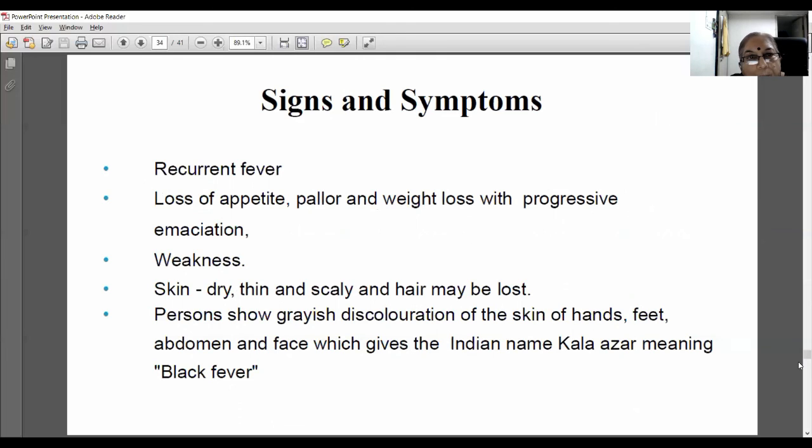Signs and symptoms: recurrent fever, loss of appetite, pallor, and weight loss with progressive emaciation, weakness, skin becomes dry, thin, and scaly, and hair may be lost. The person shows grayish discoloration of the skin of the hands, feet, abdomen, and face, which gives the name Kala Azar, meaning black fever.